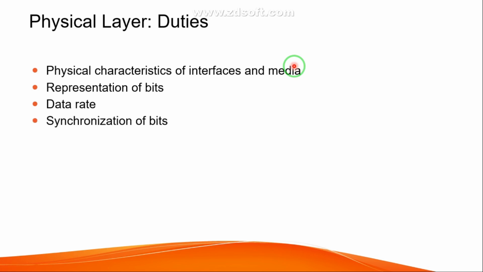Then synchronization of bits. Remember guys, the sender and receiver not only must use the same bit rate, but also must be synchronized at the bit level. If the sender and the receiver clocks are not synchronized, the receiver may interpret the data in a wrong manner, that 0 is interpreted as 1, 1 is interpreted as 0, like this.